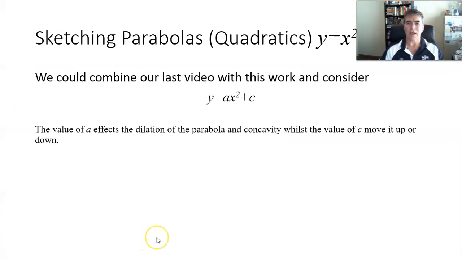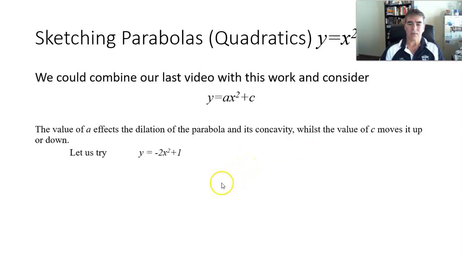So what we're going to have a look at now is we're going to combine a few of the things that we've learned so far. So not only this video, but my previous video. So not only are we just going to add or subtract a number on the end, we're also going to change the dilation of the parabola. So we're going to multiply the x squared by some number out in front here. So we know that a affects the dilation of the parabola, and the c value moves it up or down. So we're going to have a look at trying y equals -2x squared plus 1.